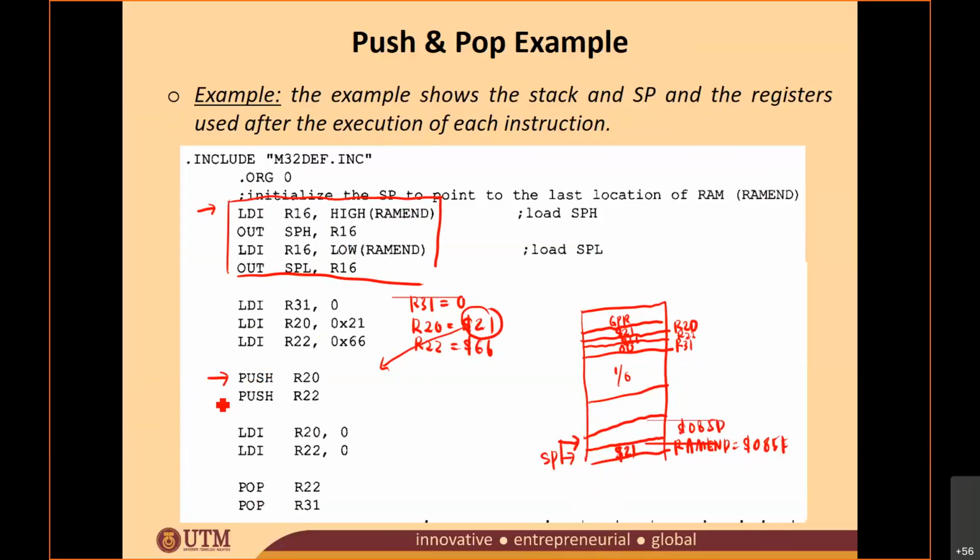Okay, next I push another one, push R22. So the value from R22 is 66, I put it to my stack, and my stack pointer now decreases by 1. So my current stack pointer points to a new address which is 085C. Oh, sorry, this is E. This one is E, and this is D.